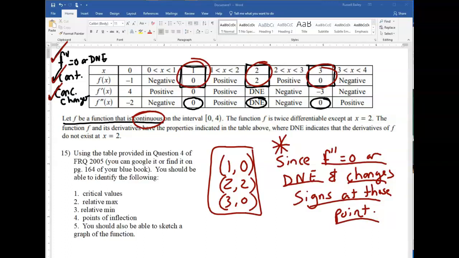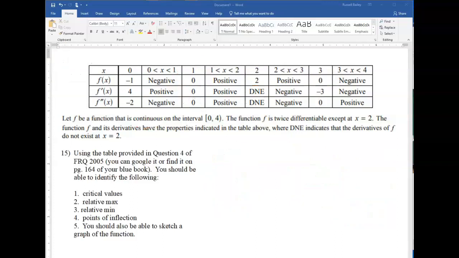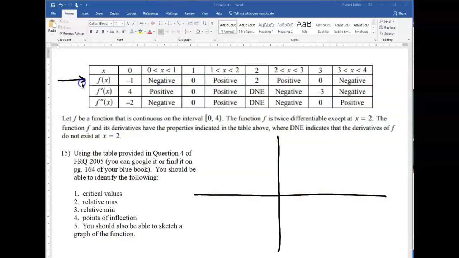All right, so for number 5, the last thing we're going to do is sketch the graph of this function. Now, we went over this in class, and basically what you're going to do is start with this row by plotting points, because those are just the y values for each x value. So at x equals 0, y equals -1. So I've got a dot right there. And at x equals 1, I've got a y value of 0.